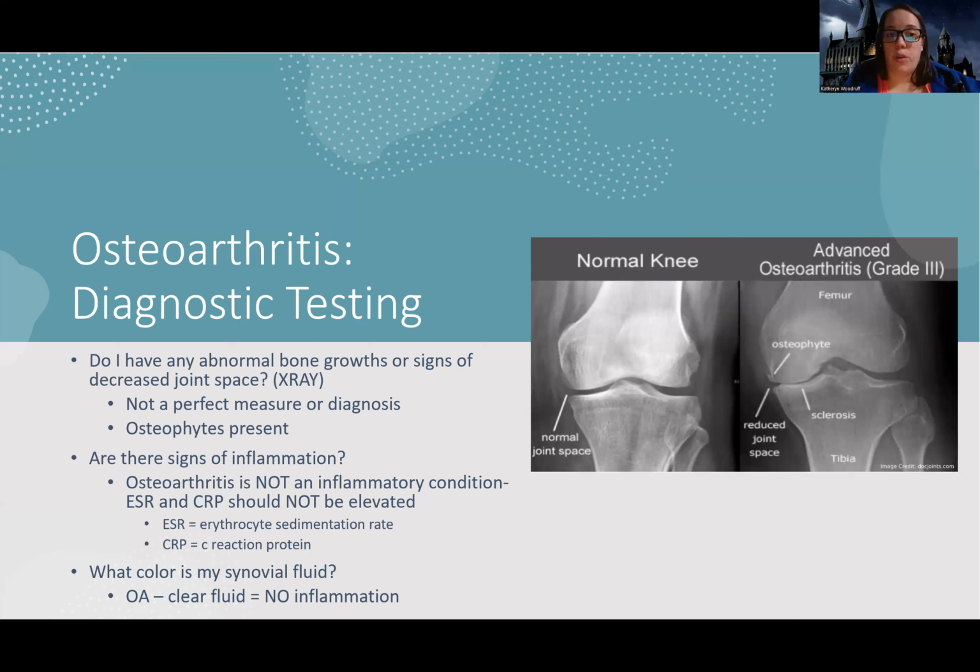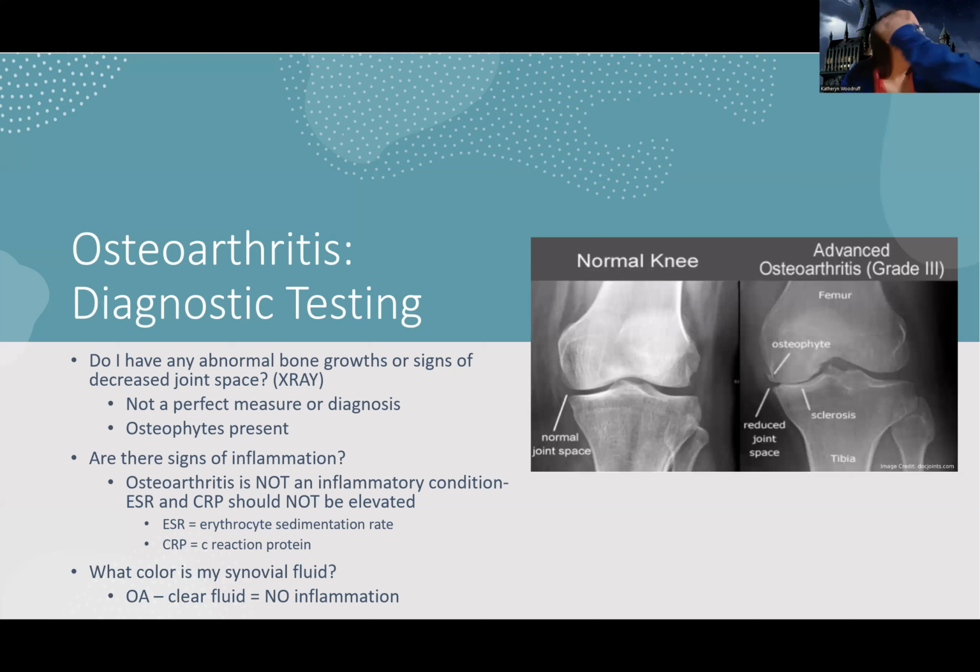So we have two labs. One's called ESR, erythrocyte sedimentation rate. The other is CRP or C-reactive protein. Both of these tell us that there's inflammation going on somewhere in the body. It doesn't tell us that there's arthritis, it doesn't tell us where the inflammation is, just that there's inflammation somewhere in the body. Now, if they have osteoarthritis, these should not be elevated because this is a bone on bone issue, not a systemic inflammation issue. So it does help us somewhat to get that differentiation.